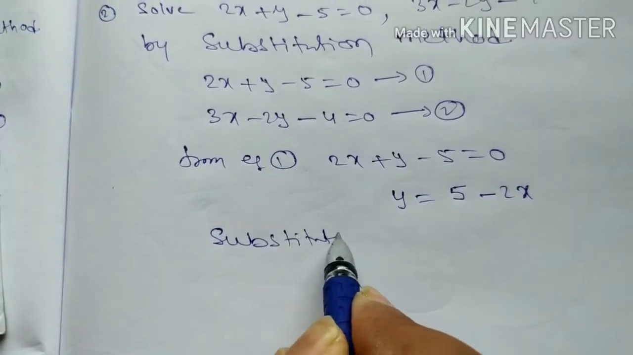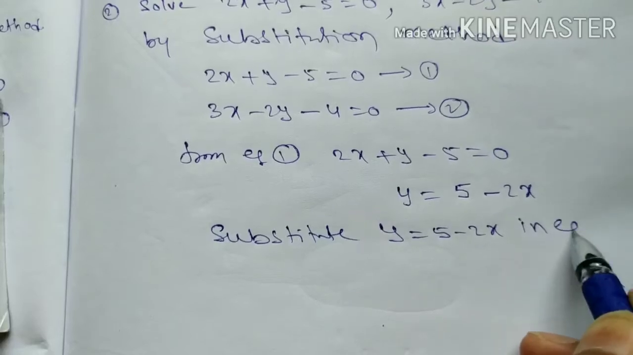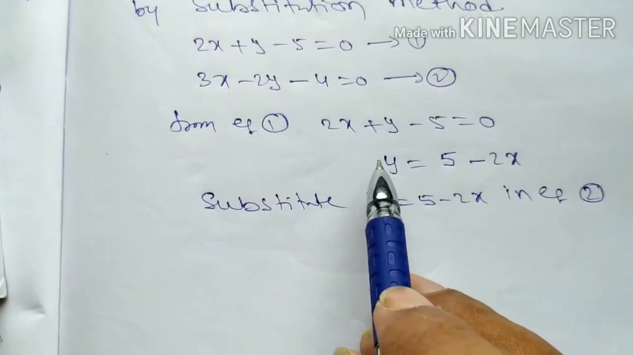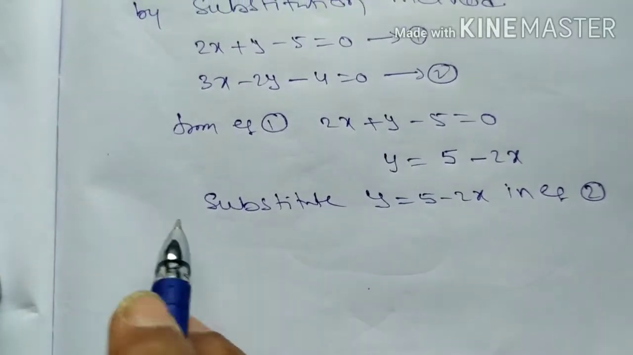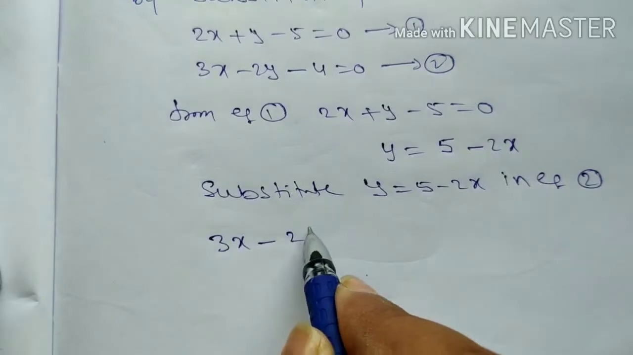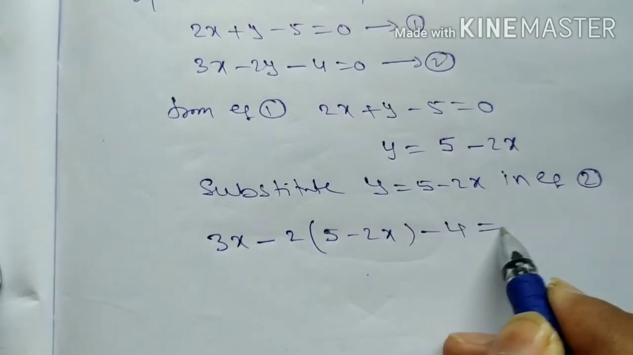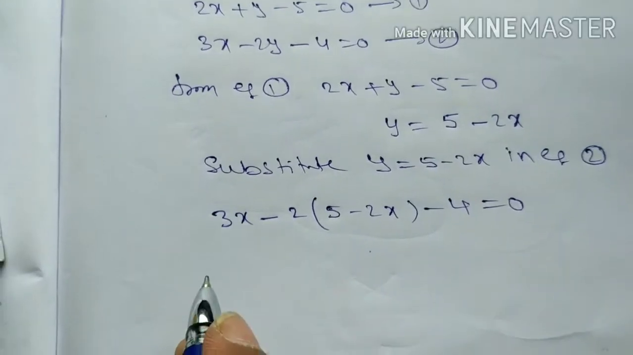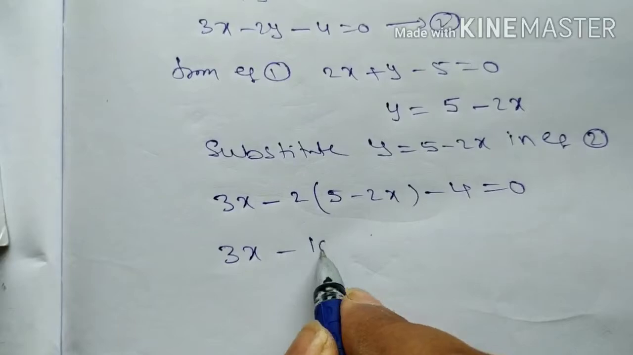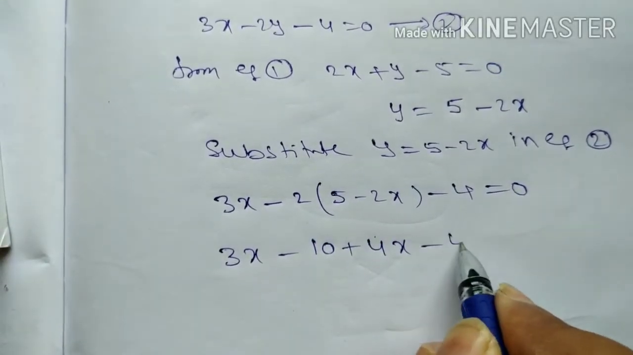Now substitute y is equal to 5 minus 2x in equation number 2, because from equation number 1 y taken as subject. So that write in second equation. So 3x minus 2 into y place write 5 minus 2x minus 4 is equal to 0. Now 3x minus 2 5s are 10, minus into minus plus 2 2s are 4, minus 4 is equal to 0.